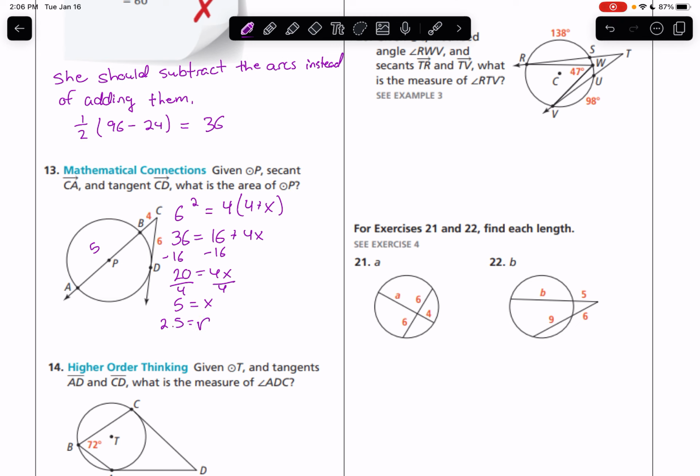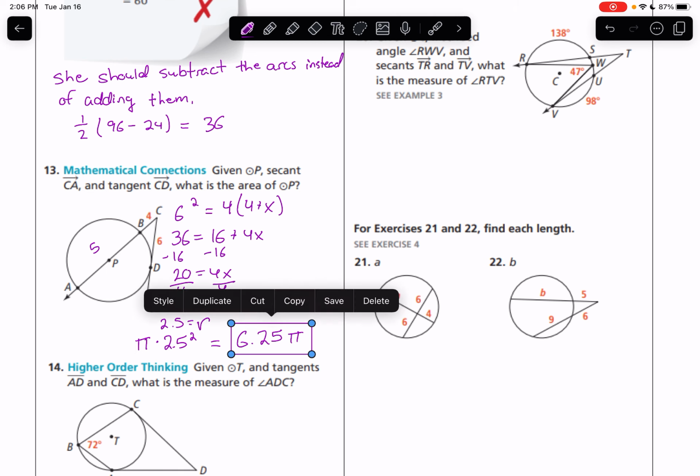And if the radius is 2.5, we know that the area of the circle is pi times 2.5 squared, which is equal to 6.25 pi. You might have had that as a more expanded decimal, and that is okay, but 6.25 pi works just fine.